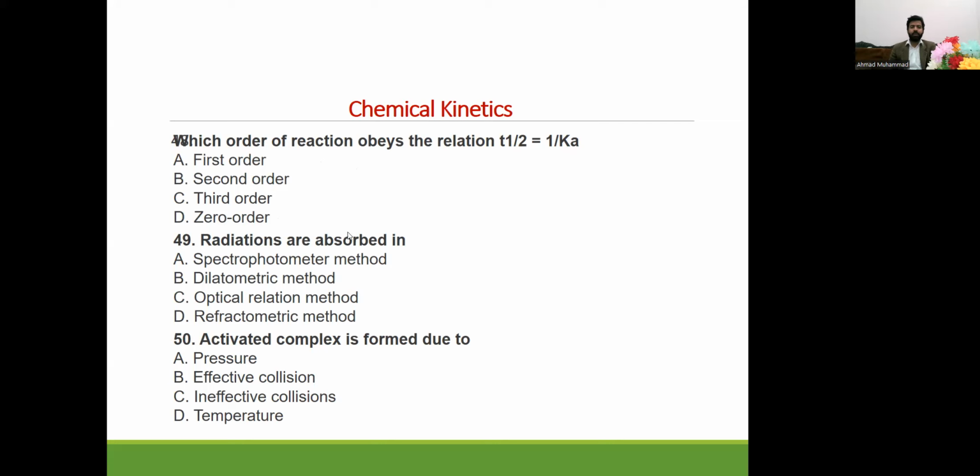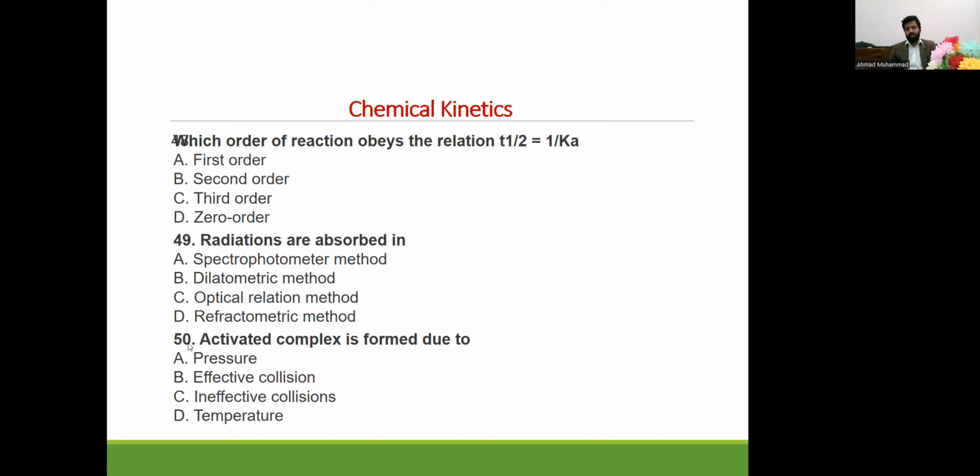The radiation is absorbed in the spectrophotometer method, diatomic atomic method, optical rotation method, or refractive method. So the right option from these four options is B, diatomic method.